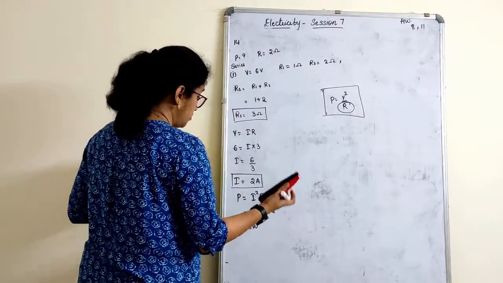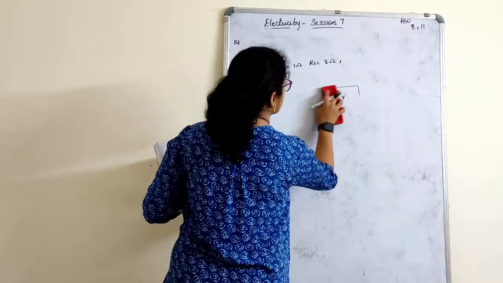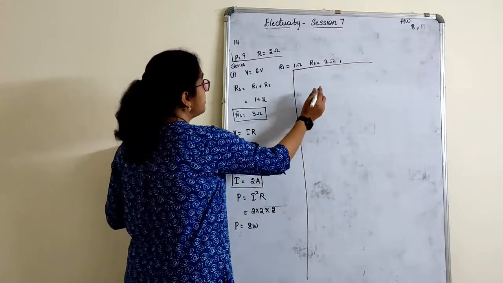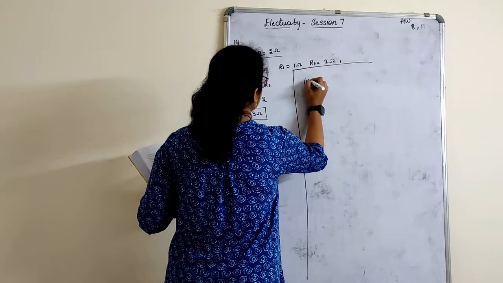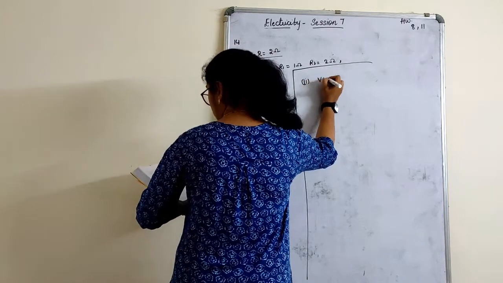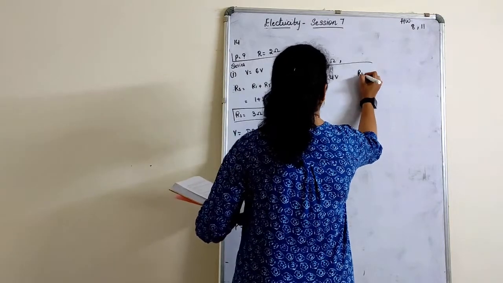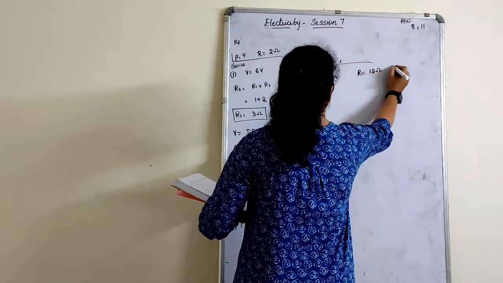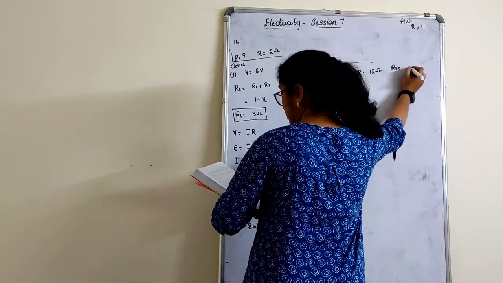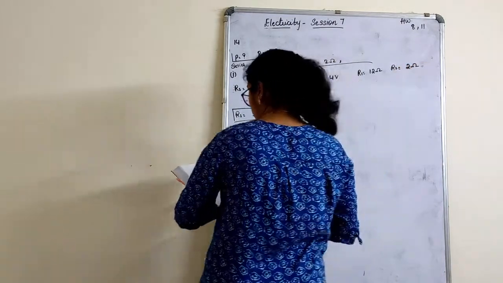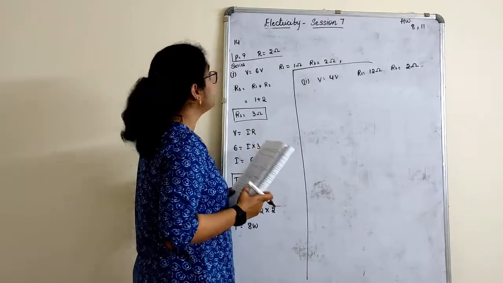Let's find the next one. Okay, so in the second part, what they have given here is voltage of 4 volt, R1 is 12 ohms and R2 is 2 ohms. These are the two resistors. So we have to find the power.